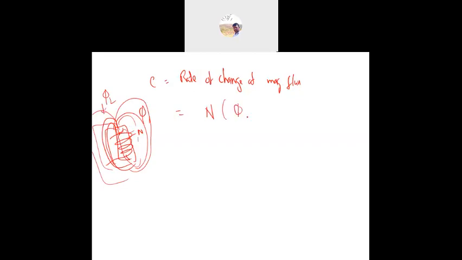So the rate of change is the number of turns. Next, with respect to the rate of change, that is the time. So we can take N as common and write (phi 2 minus phi 1) by T. So E is equal to N times (phi 2 minus phi 1) by T.